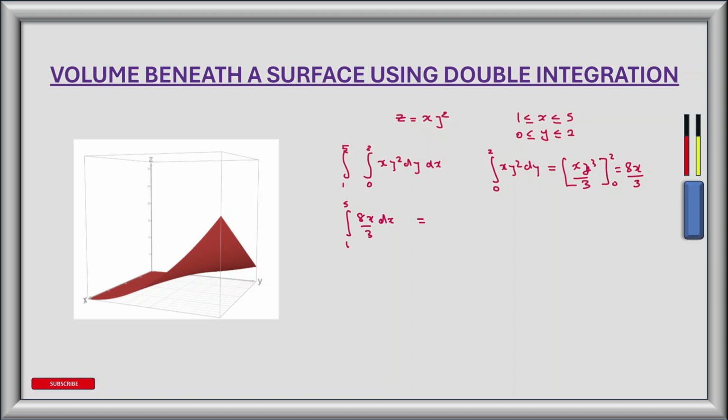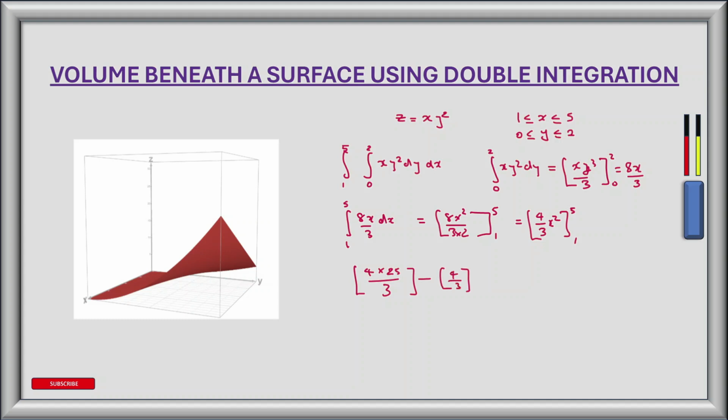If we do that, we get 8x squared divided by 3 times 2, from the values of 1 to 5. So that equals 4 divided by 3 x squared between the values of 1 and 5. If we plug the value of 5 in for x, we get 4 times x squared, so 5 squared is 25, divided by 3. And we want to subtract the value when we put 1 in for x, so that leaves 4 divided by 3.